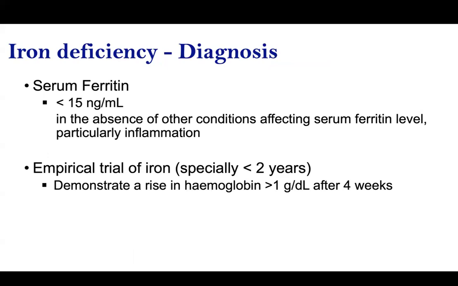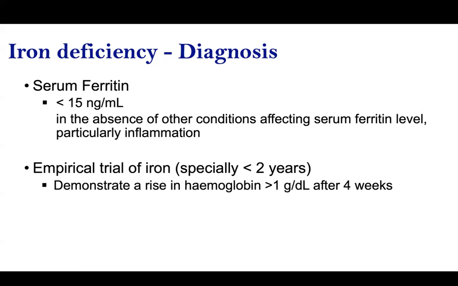If you are unable to do the test, if the parents can't afford it, or if it is not widely available, another option is to give an empirical trial of iron, which is also recommended, especially in children less than 2 years. If the child is 6 months to 2 years and has microcytic anemia, and you can't do a ferritin or transferrin saturation, you can give the appropriate dose of iron, but you always have to confirm it by showing a response to iron treatment.